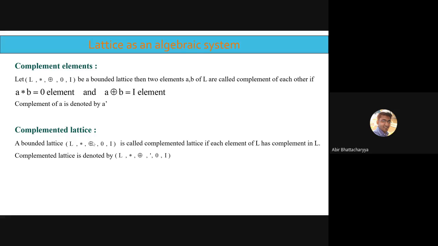Since it's a complemented lattice, we have to change the notation. We write (L, *, +circle, 0, I) with another extra operation, that is prime. This prime denotes that it is a complemented lattice. So a lattice is complemented if it is a bounded lattice and each and every element of that set has its own complement. Okay, so now we'll go for the examples.